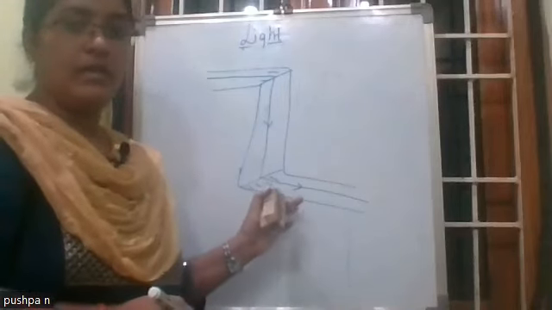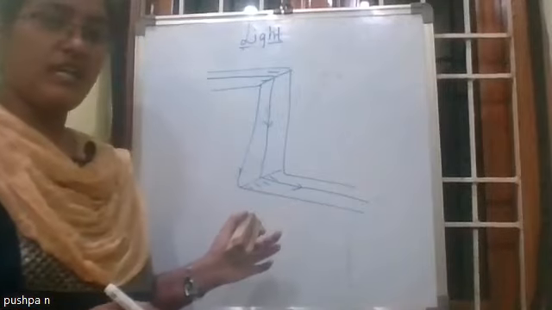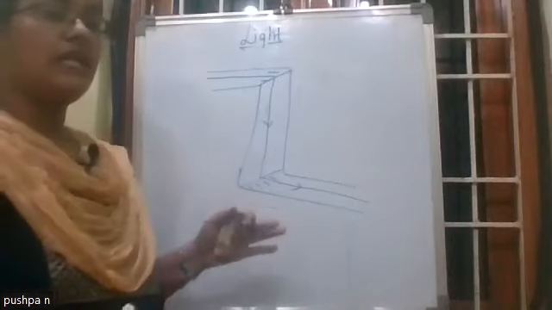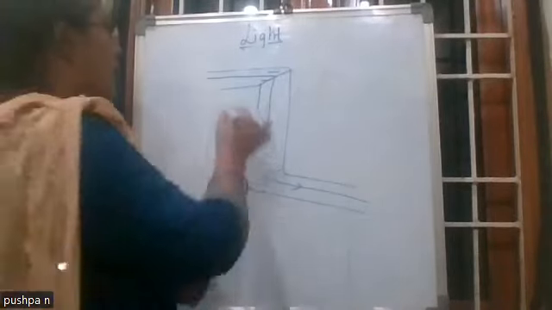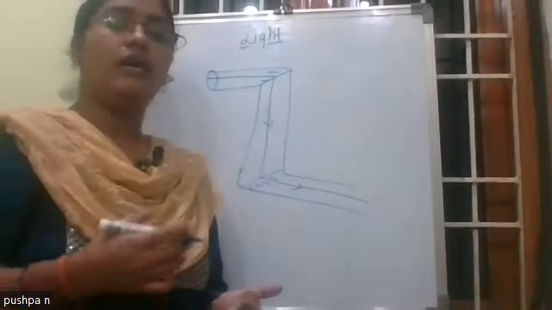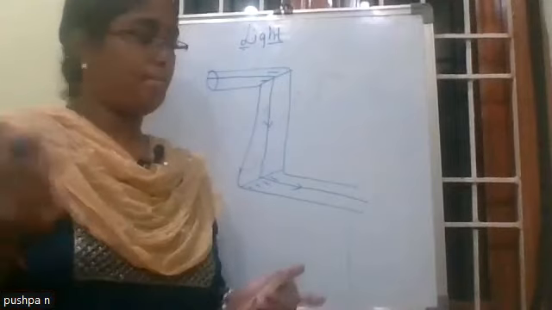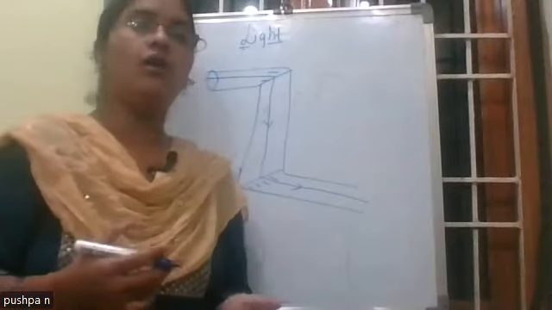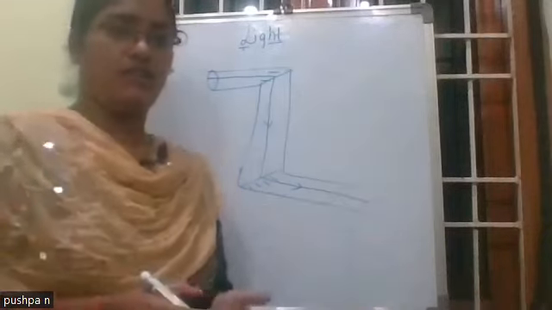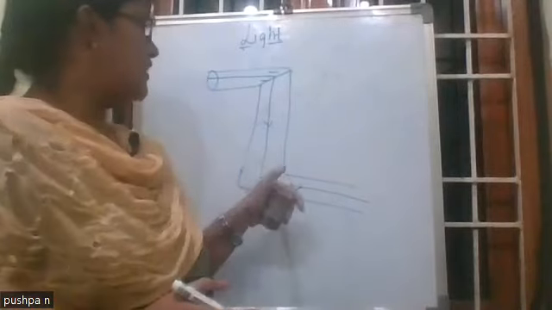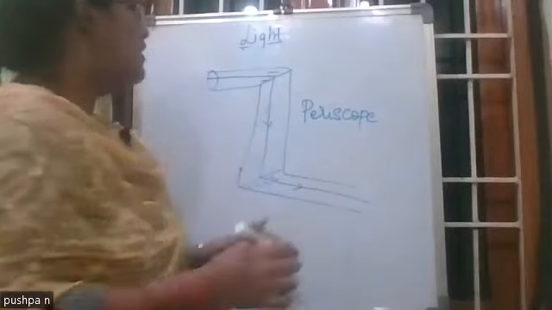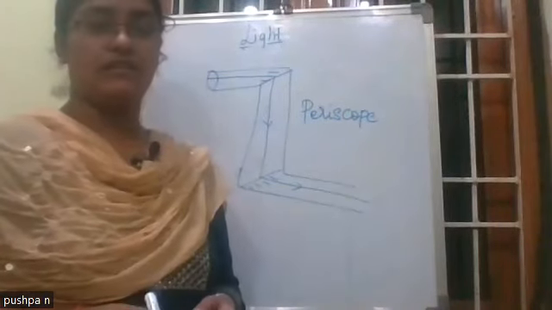Due to reflections only, this will be used in many applications. Like in ships or submarines, the people who are under the water observe from this, and they get to know what is going on on the surface of the earth. They are in water, no? They wanted to know the conditions, what the weather or atmospheric conditions are on the surface. So they will know by using this periscope. So here also we can observe reflection of light, right?